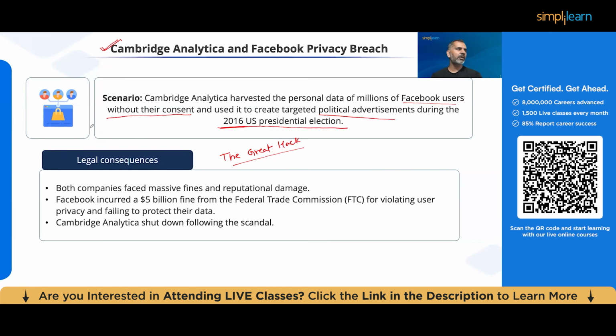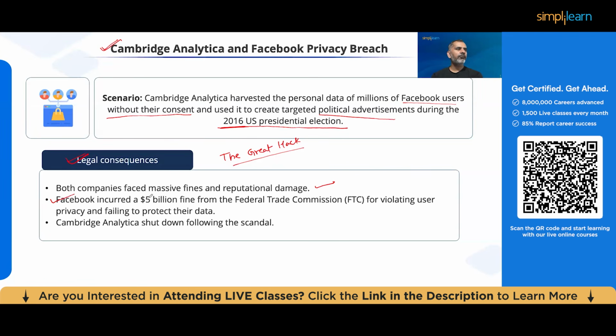So when this was discovered, there were some legal consequences also. Both companies faced massive fines and reputation damage. That's the very first thing. Cambridge Analytica and Facebook both were fined, and their reputation went down also.